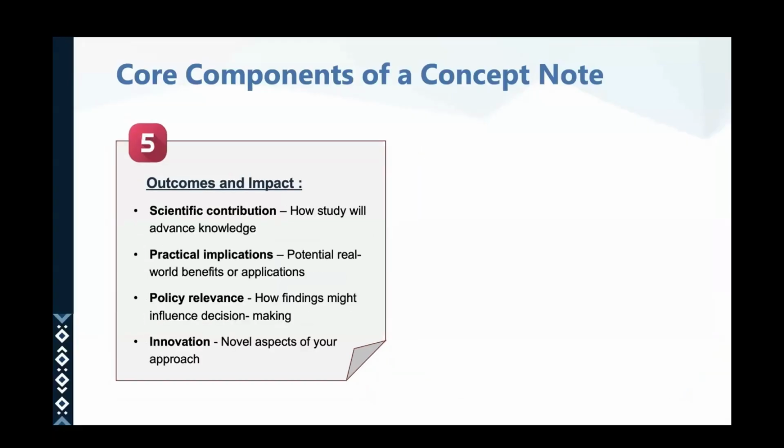The fifth component is the outcomes and the impact. This is very important because it's also one of those things that you put out there to justify your study. It is your selling point. And the outcomes or the impact can be in different ways.